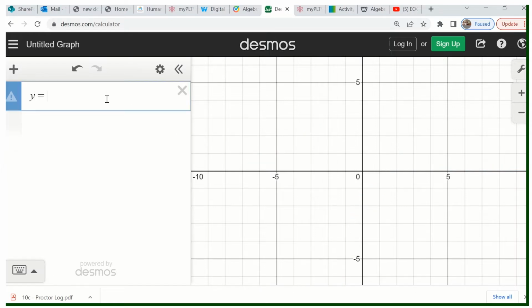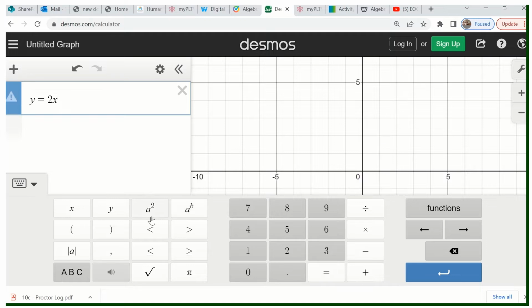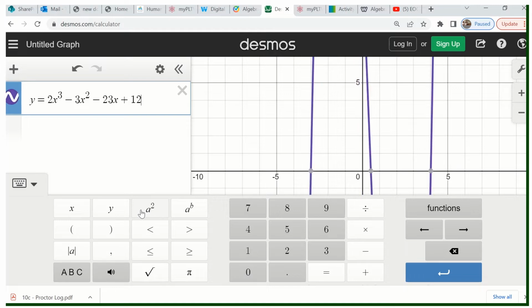Don't give up. So this was f of x. I'm going to use the y. And then to do any kind of exponent, you're going to use the a to the b, and that's going to bump me up to my exponent. And this is why I really wanted you guys to be doing this on a computer, just so you could get a little comfortable with typing it in.